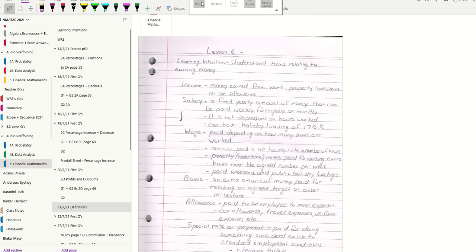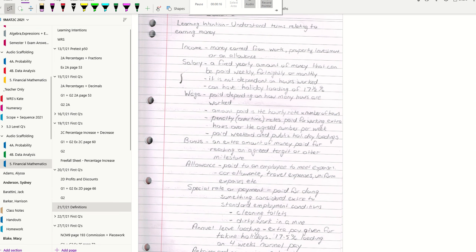This is lesson six in financial maths, and this lesson in its entirety is going through the terms. So I'm going to read through this, and the learning intention is to understand the terms related to earning money. So the first term we're going to look at is income.